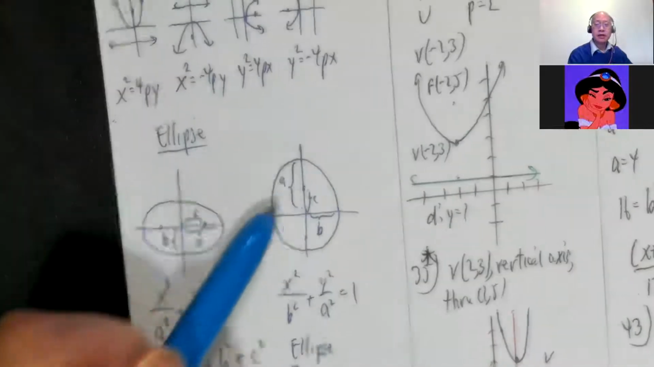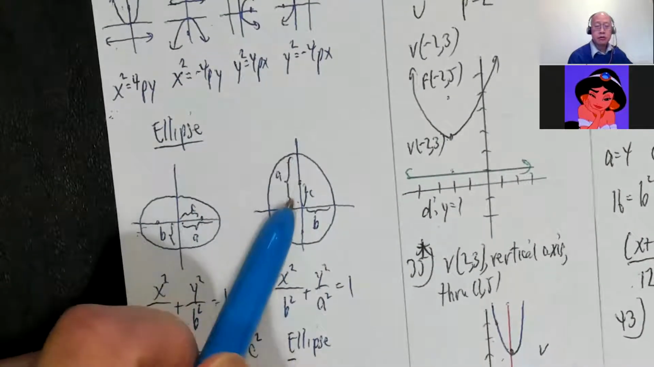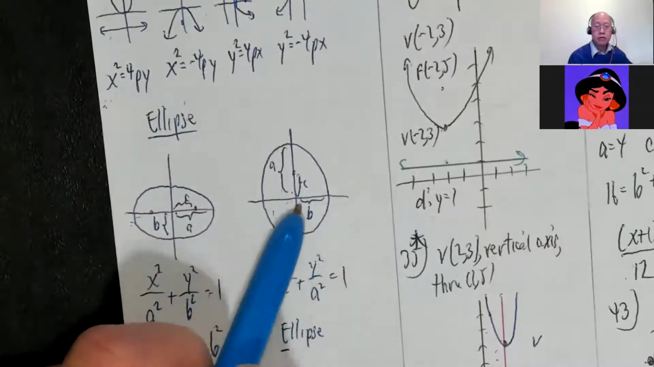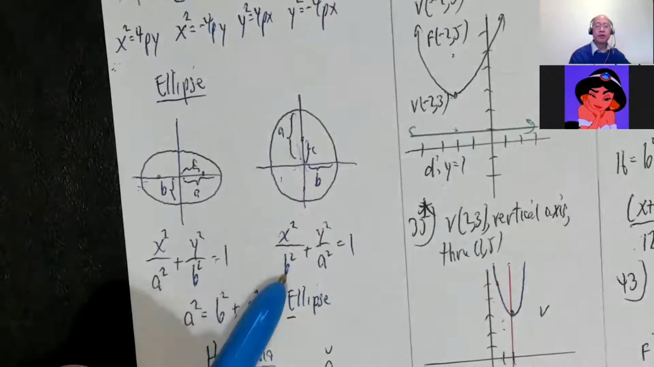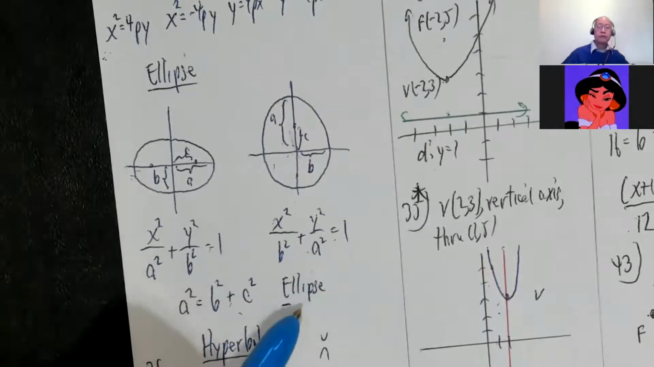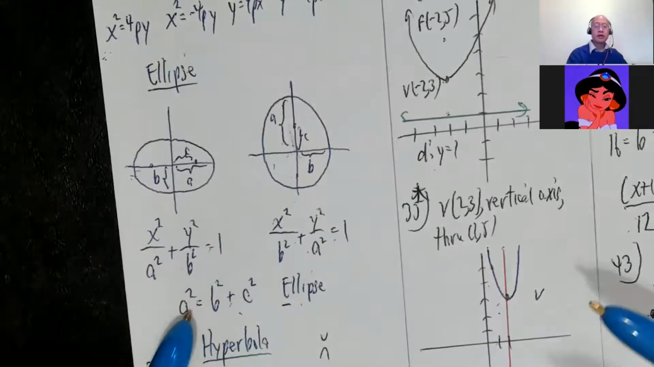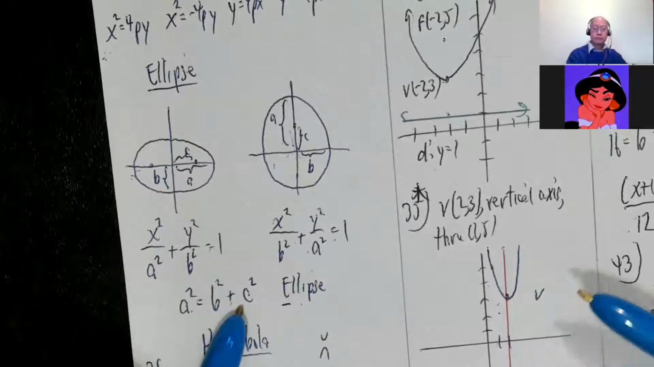If you just turn the picture 90 degrees, it looks like this. So this is A, larger number vertically, horizontally smaller, and C is somewhere here. Then we're going to say x squared over b squared plus y squared over a squared equals 1. But we're still going to say a squared equals b squared plus c squared.